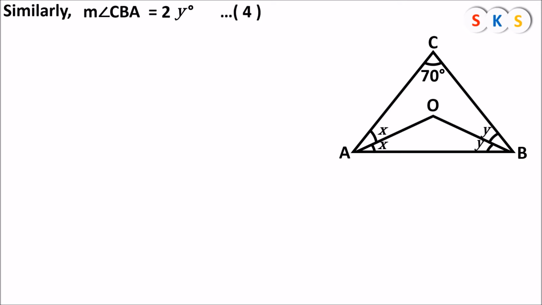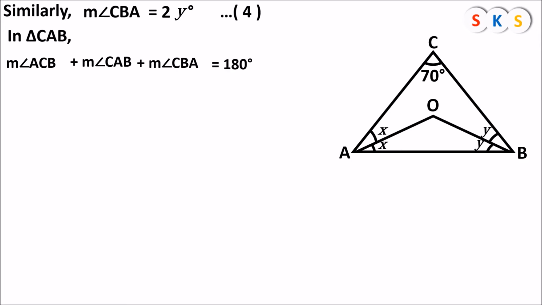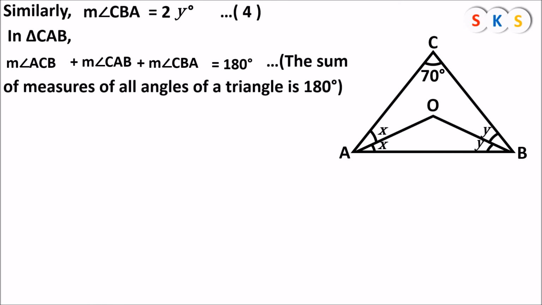Now we will take the larger triangle. In triangle CAB, we know the sum of measure of all three angles of a triangle is 180 degree. Therefore, measure angle ACB plus measure angle CAB plus measure angle CBA equals to 180 degree. Now at the place of ACB, we will write 70 degree, and at the place of CAB, we will write 2x, and at the place of CBA, we will write 2y equals to 180 degree. Now you can see the second and third term, 2x plus 2y. There is 2 common, right?